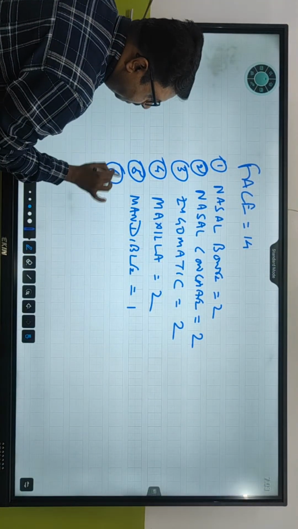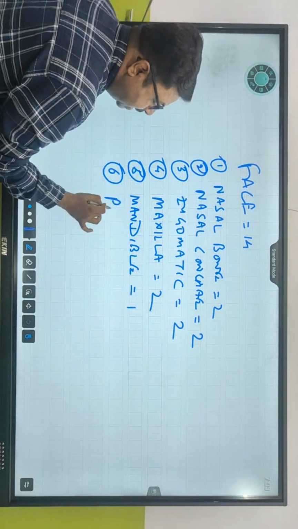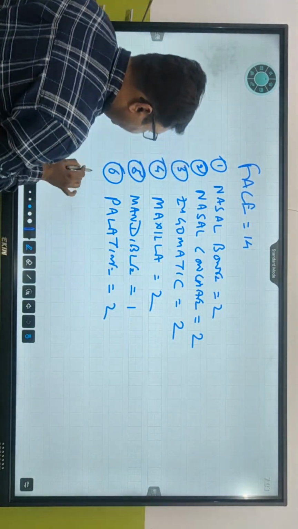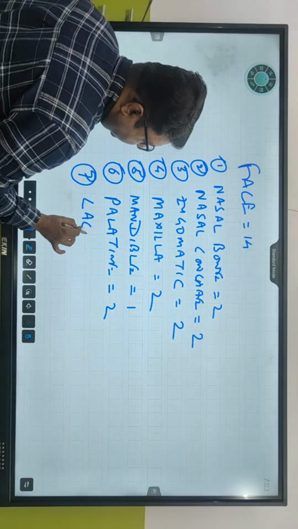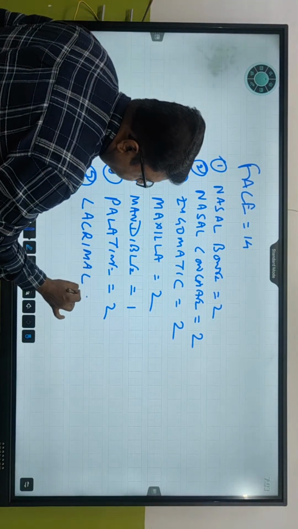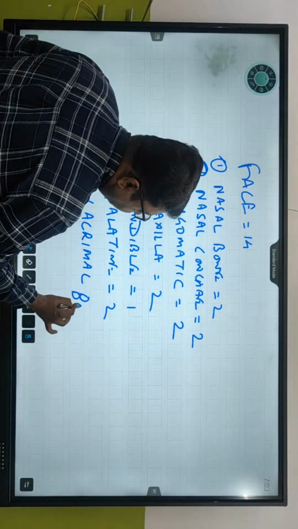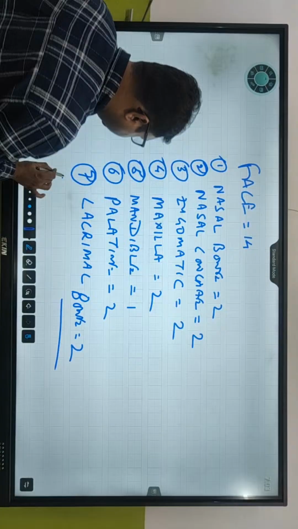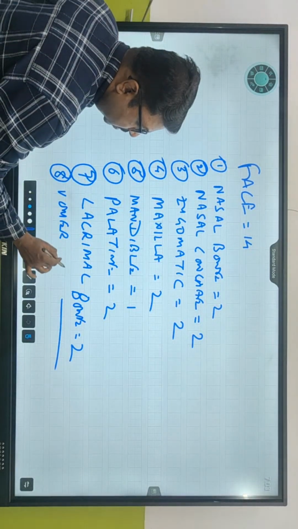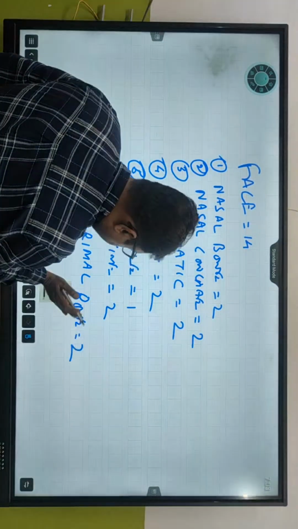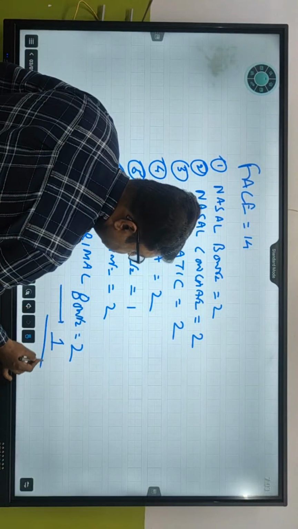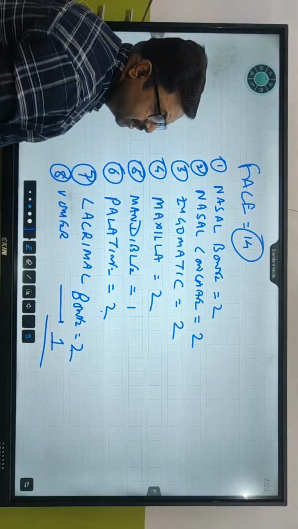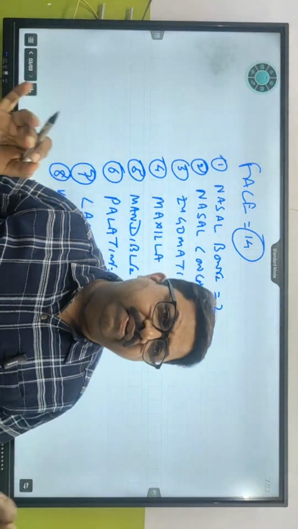Then there is a palatine bone, 2 of them. Then there is a lacrimal bone, 2 of them. Fine. And vomer 1. Vomer is 1. Count karo thoda sa. 3, 4, 5, 6, 7, 8, 9, 10, 11, 12, 13, 14. So 14 bones are there in face.